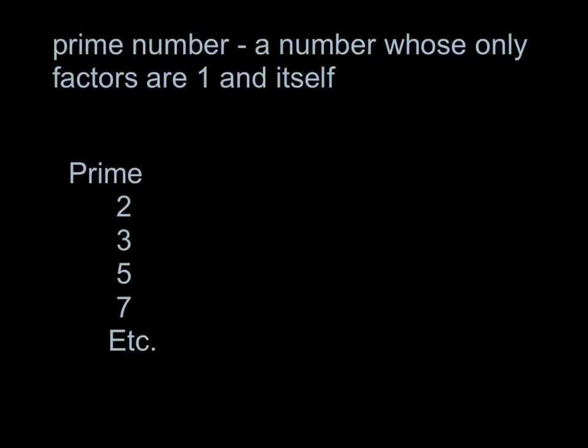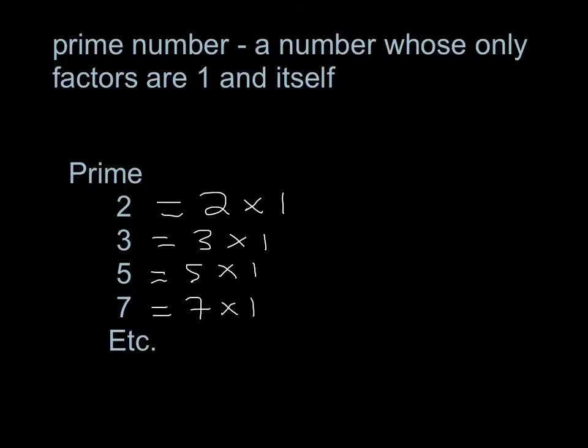Next, we are going to review prime factorization. A prime number is a number whose only factors are 1 and itself. For example, the only way to get the number 2 is to do 2 times 1. The only way to get the number 3 is to do 3 times 1. 5 is just 5 times 1. 7, the only way to get 7 is 7 times 1, and so on.